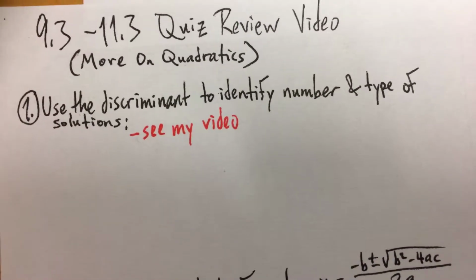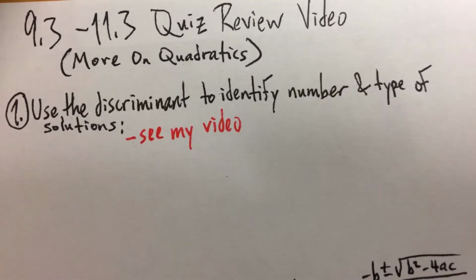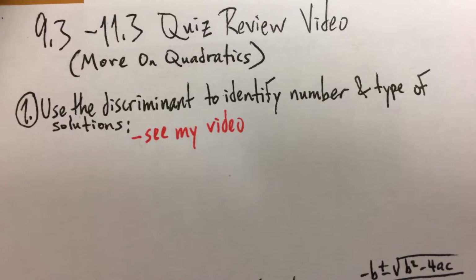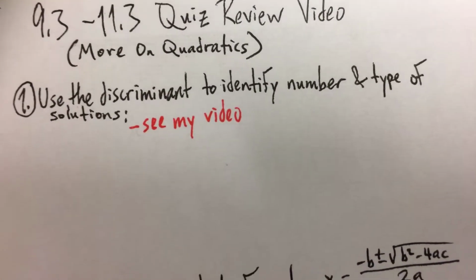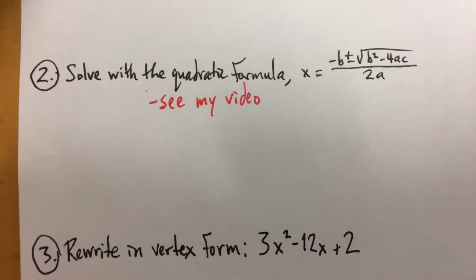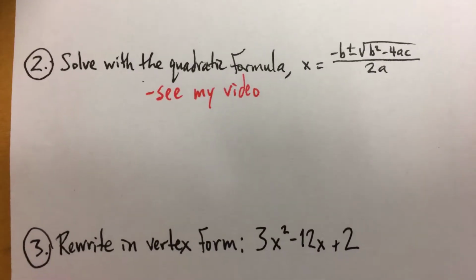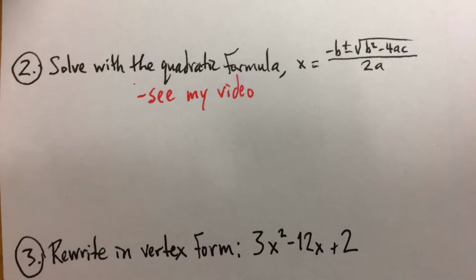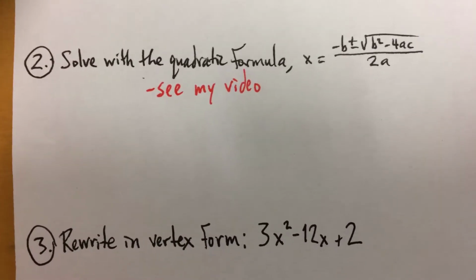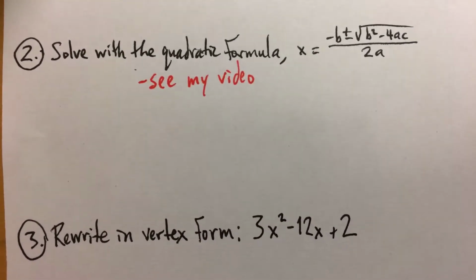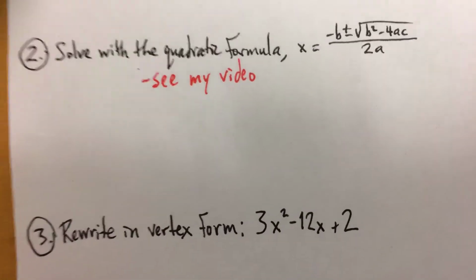So first one is going to be using the discriminant to identify number and type of solutions. I'm not going to do one now because I have another video with that, so feel free to look that video up on my channel and watch it. Solve with the quadratic formula is going to be number 2. I think that also has A and B, with an easier one and a hard one. So you can watch the 2 videos I have with an easy quadratic formula problem and a hard one.